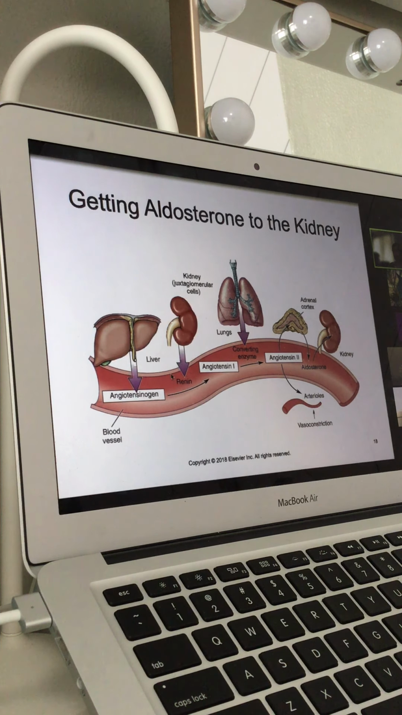Angiotensinogen, through the actions of renin, will be converted into angiotensin 1. And angiotensin 1, through the actions of a converting enzyme, which is also present in the lungs, there is more of it in the lungs, will be converted to angiotensin 2. And when it is converted into angiotensin 2, it will stimulate the adrenal cortex. This is the yellow structure on the top of the kidney.